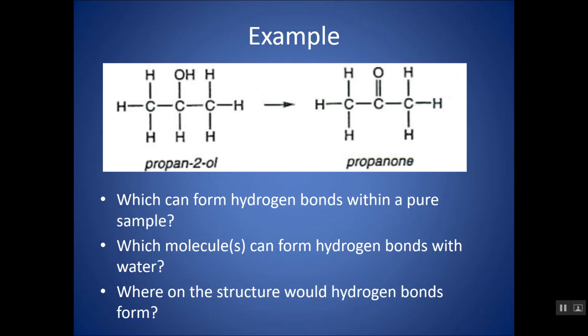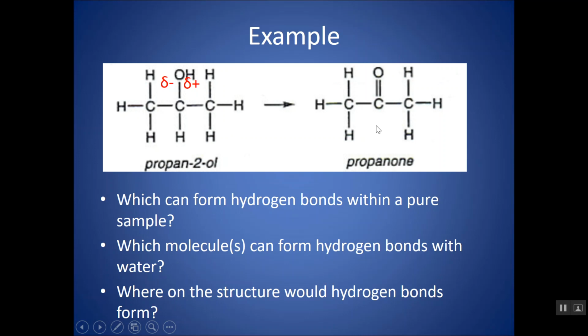Okay, try this example. Which can form hydrogen bonds within a pure sample, meaning a propanol, can it form a hydrogen bond with another propanol? Yes, it can. Which part of it would form hydrogen bonds? Well, let's see. Here's my oxygen. It's bonded to an H, so this O is slightly negative, this H is slightly positive, so if another one of these comes along, the O can bond with an H in the other molecule. It would be this hydrogen that hydrogen bonds. None of these H's would hydrogen bond.